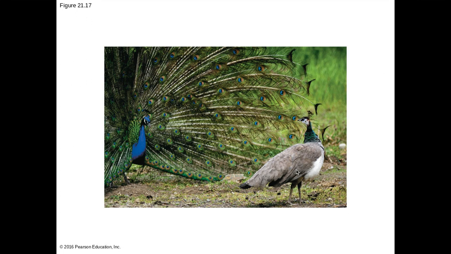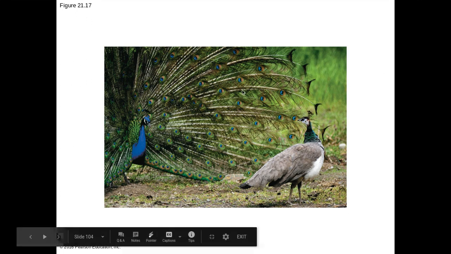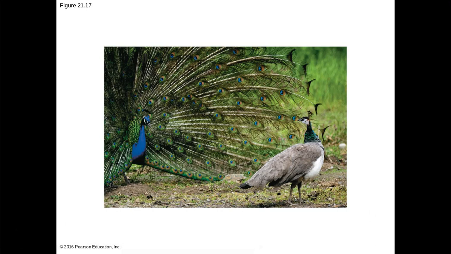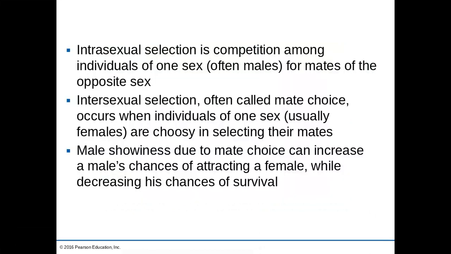And that's because the females a long time ago began to select for males with really flashy feathers. That resulted in selection in the males for being really flashy, and the males that were less flashy have kind of disappeared. Intrasexual selection is competition among individuals of one sex for mates of the opposite sex. So this is where the males are competing against each other to mate with a female.